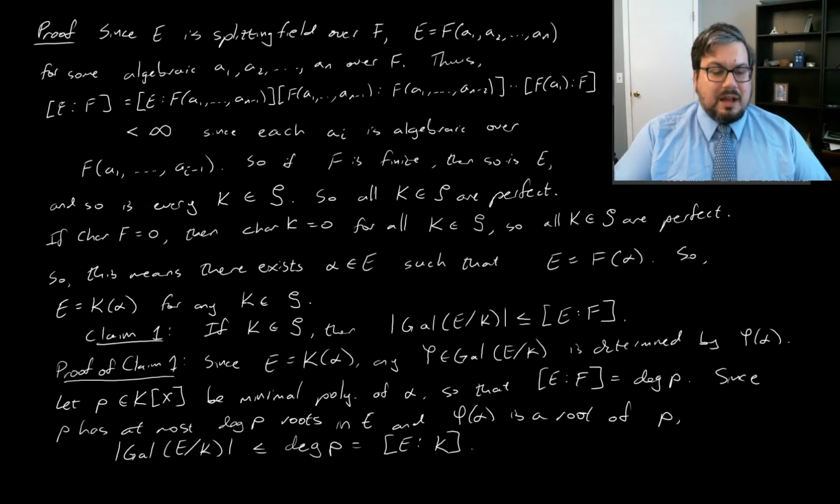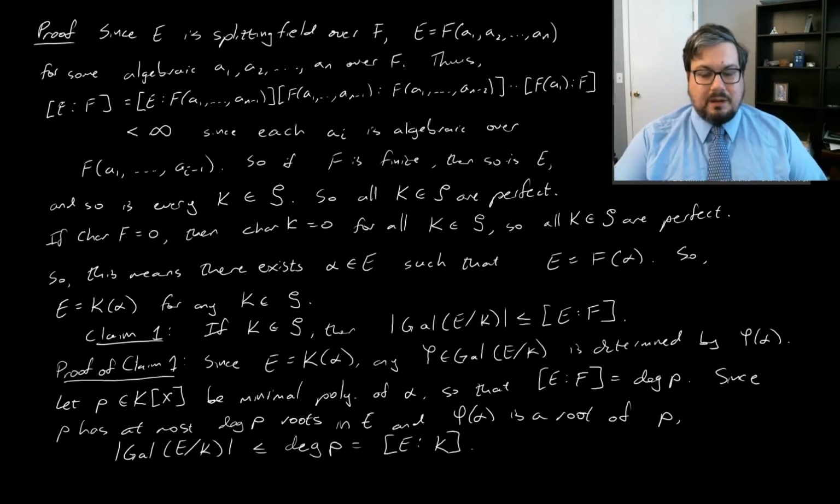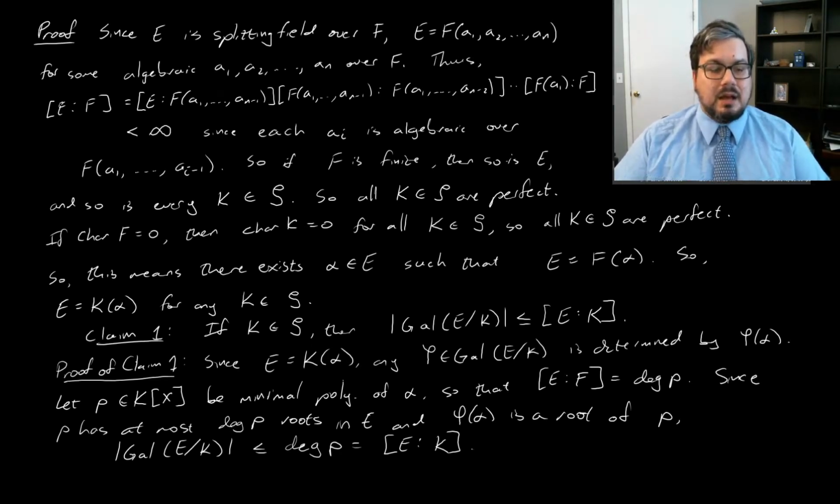All right, so we've got claim 1 here, where we have that the order of the Galois group of E over K, for any subfield K containing F, is less than or equal to the index of E over K. What I said before was true. It's less than or equal to the index of E over F, but what really matters is that this is less than or equal to the index of E over K. Sorry about that. All right, so our first claim is that if K is an S, then we have this inequality. Claim 2 is a similar sort of inequality.